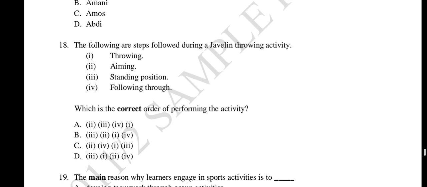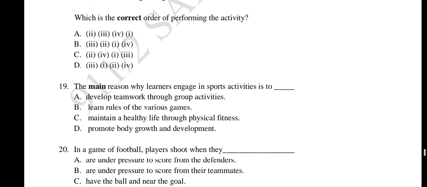The following are steps followed during javelin activity: throwing, aiming, standing position, following through. Which one is the correct order of the activity? So we start with standing position, then aiming, throwing, then following through. That is 3, 2, 1, then 4. The correct answer is B.